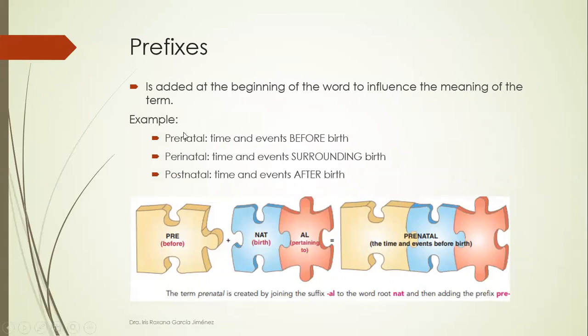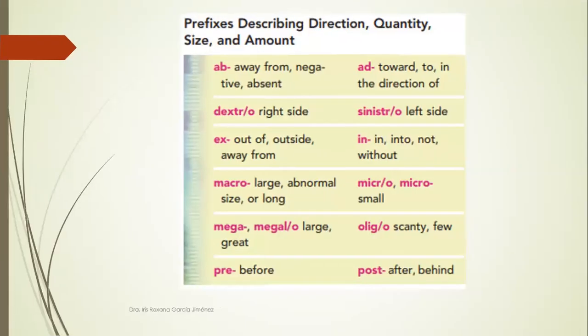We see that the prefix is changing the meaning. The word root is nata, and that's all. You can see it as a scramble again, pre plus nat. The term prenatal, we have the new word. That's why it's easy to make.